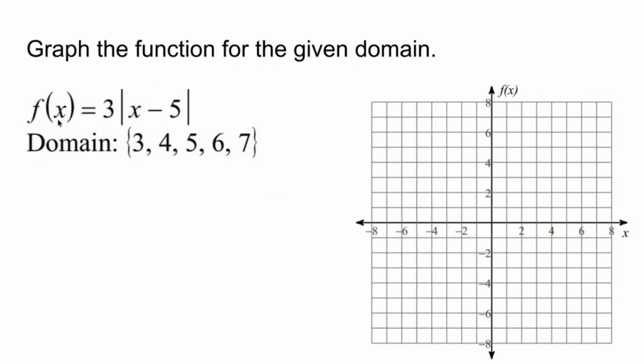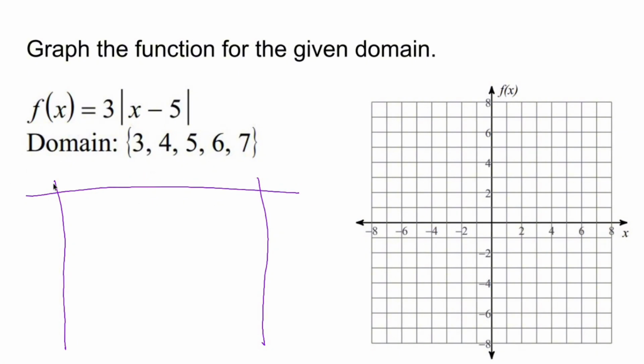Graph the function for the given domain. So I have f of x that equals 3 times the absolute value of x minus 5. And the domain I'm going to use is going to be 3, 4, 5, 6, and 7 in that order. So let's make ourselves a little table. Okay, and it's going to be a 3-part table. Let me give myself plenty of space.